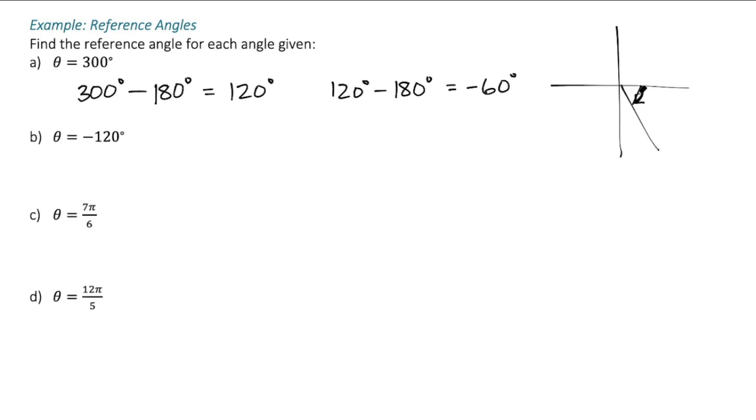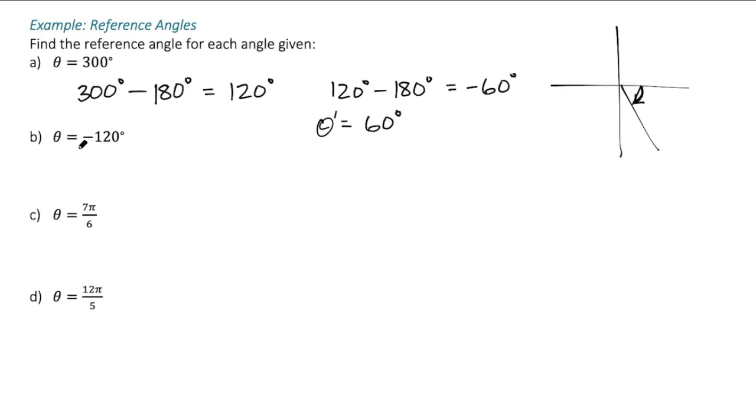I'm going in the clockwise direction, 60 degrees, okay? And obviously that makes a 60-degree angle with the horizontal axis. And so my reference angle is going to be theta prime equals 60 degrees. A negative 60 degrees makes a 60-degree angle with the horizontal axis.